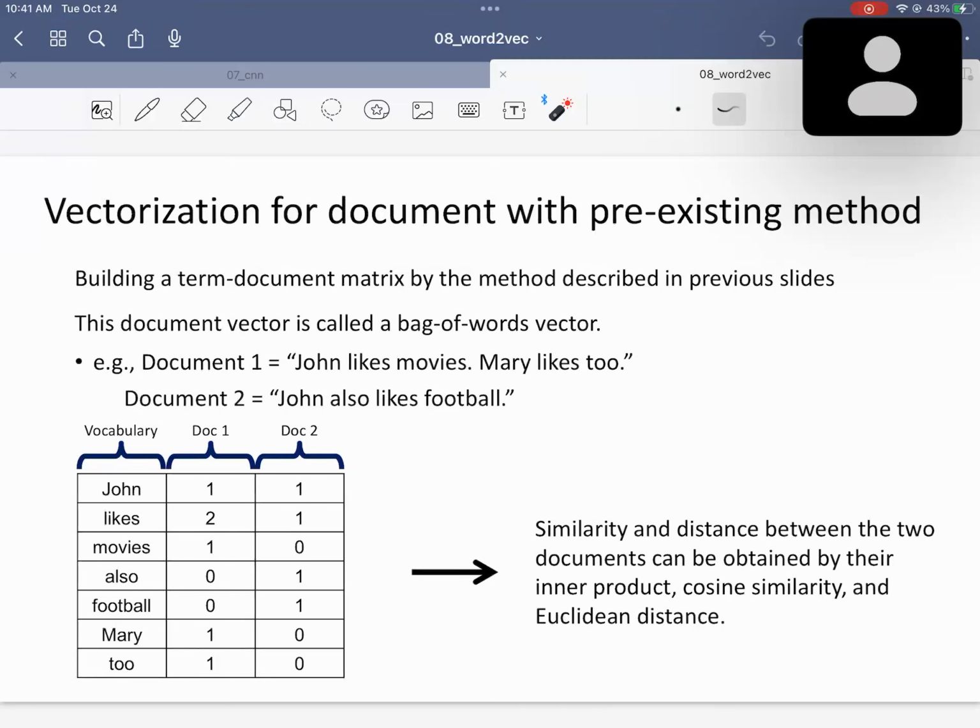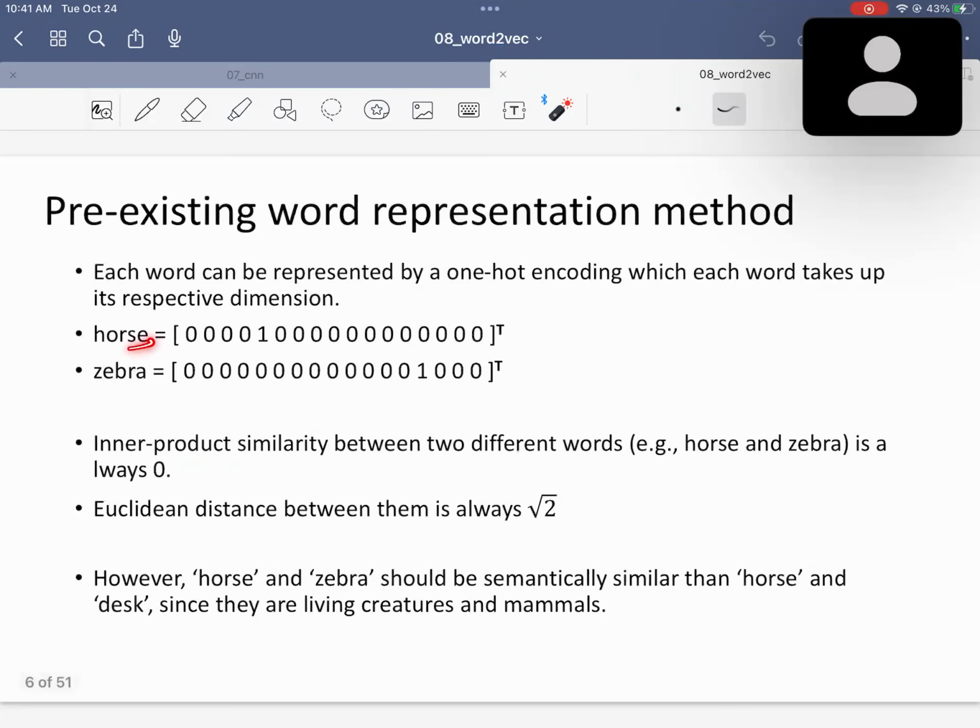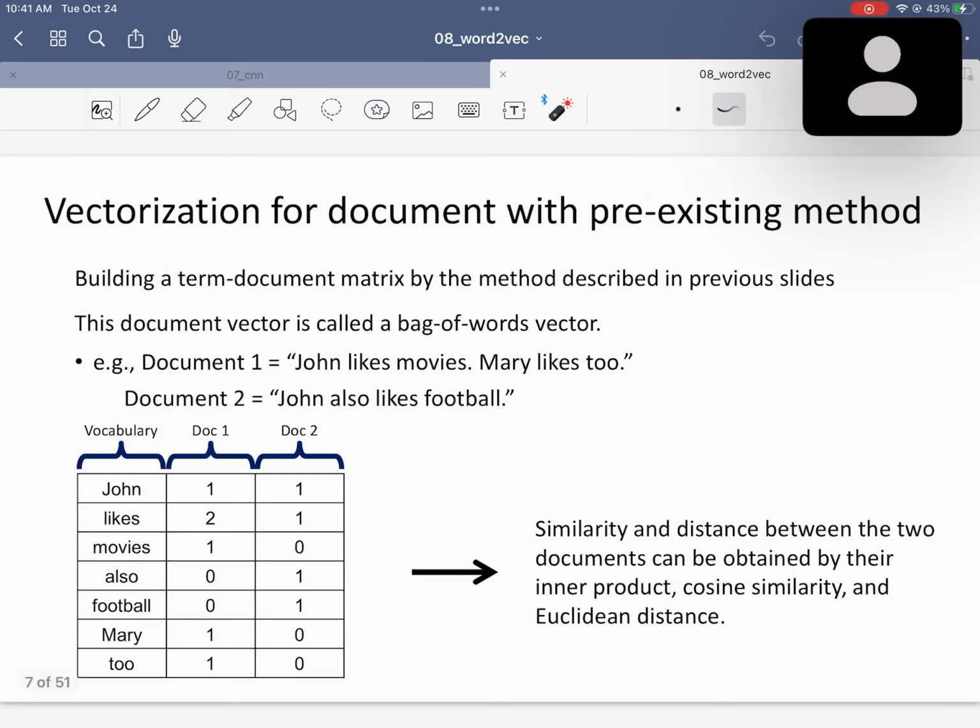So there was something called vectorization for documents, or document vector, or doc vector. Here we were trying to represent words as a vector representation, but here we're talking about a pre-deep learning era method for representing documents as a vector. For example, if your document 1 is like this, it's actually not a document, it's a sentence, but still, it's a very short document: John likes movies, Mary likes too. Document 2 is John also likes football.